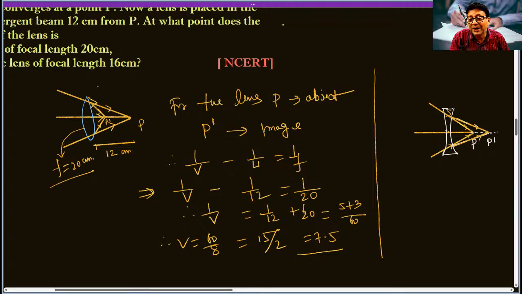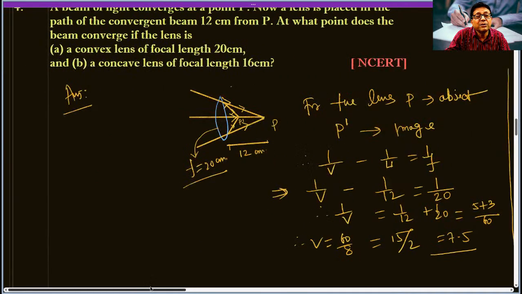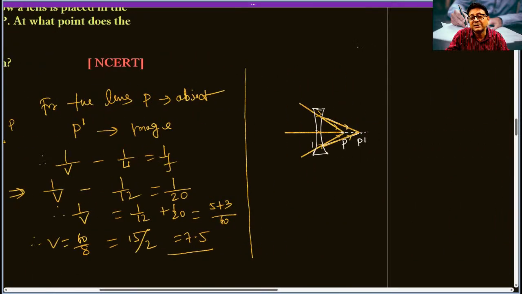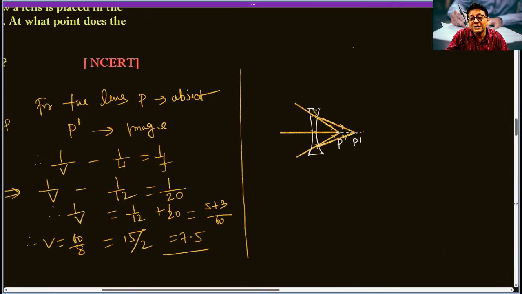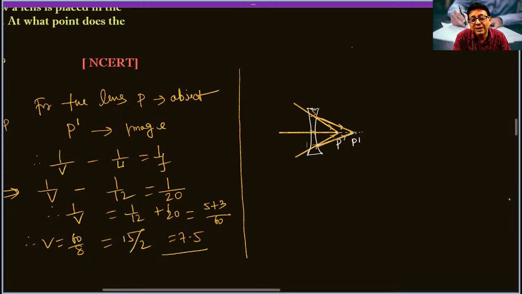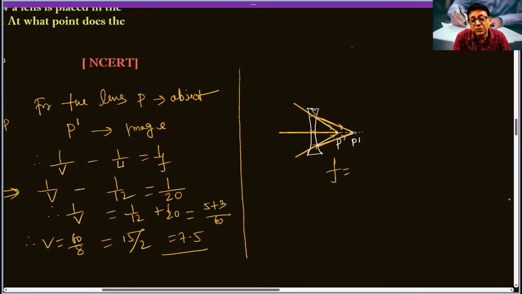So this time ahead of the lens. For the concave lens, what's the focal length given? Let me check. A concave lens of focal length 16. So for this concave lens, f equal to what? Minus 16.